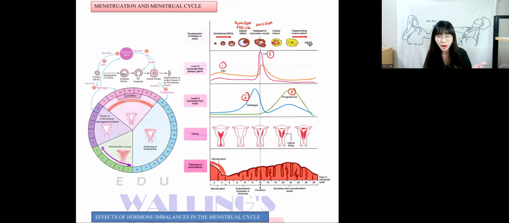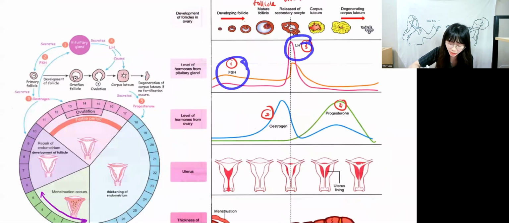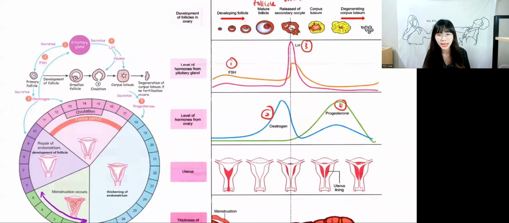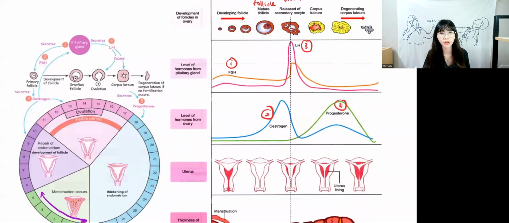So if you know how to look at the graph, it literally means that you can answer the question, because everything here links together. The hormones from the pituitary gland usually have short forms. As you can see, FSH and LH are from the pituitary gland. Progesterone and estrogen are from the ovary. So these are the 4 hormones in total that you have to know. Remember, FSH, estrogen, LH, progesterone.